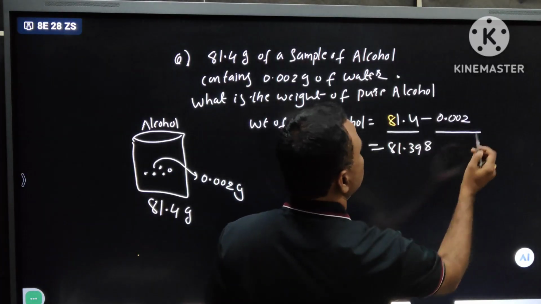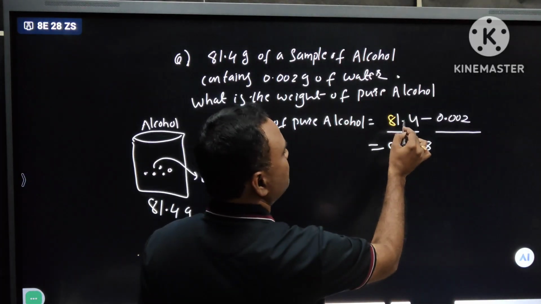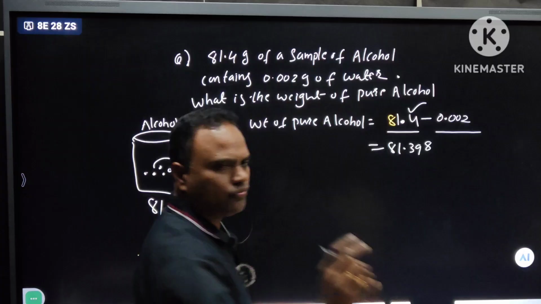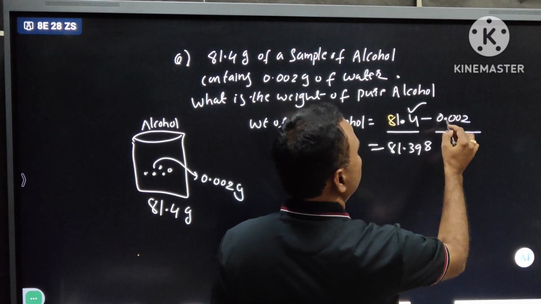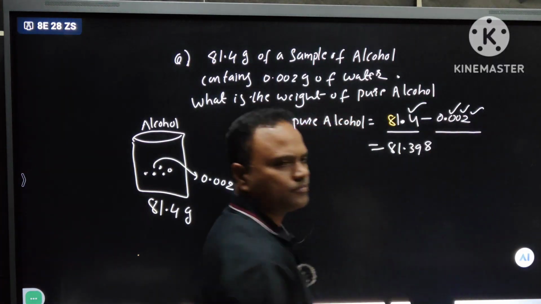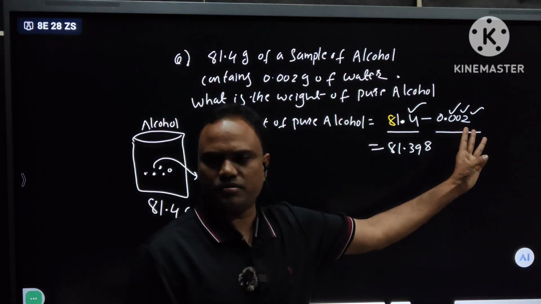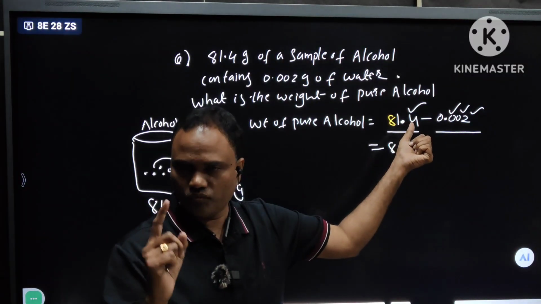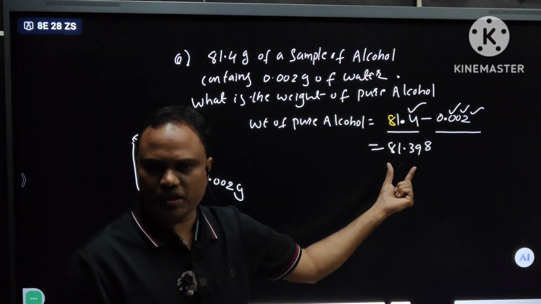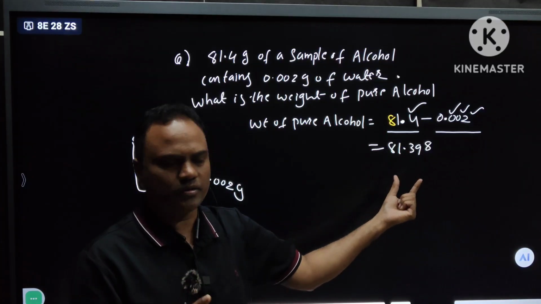See, which is having the minimum decimal places? You have two numbers here. This is 1, right? After the point, how many decimal places do we have? 1. But here how many decimal places? 1, 2, 3. Here you have 3 decimal places, but here you have 1 decimal place. So you have to maintain 1 decimal place after the point.